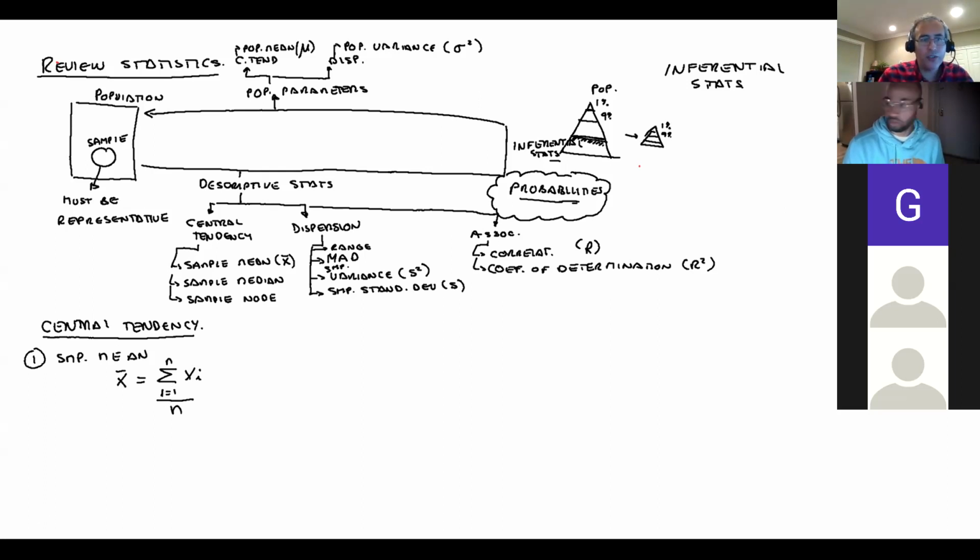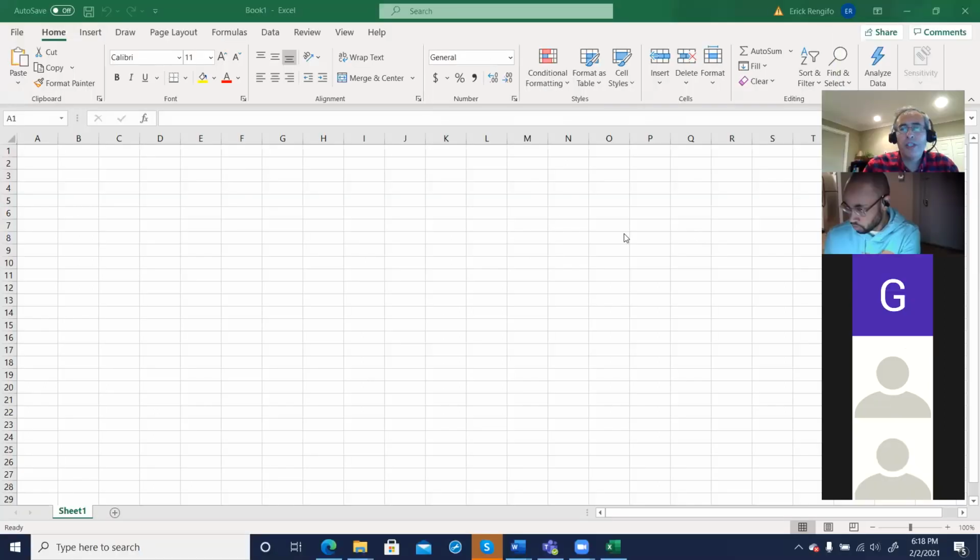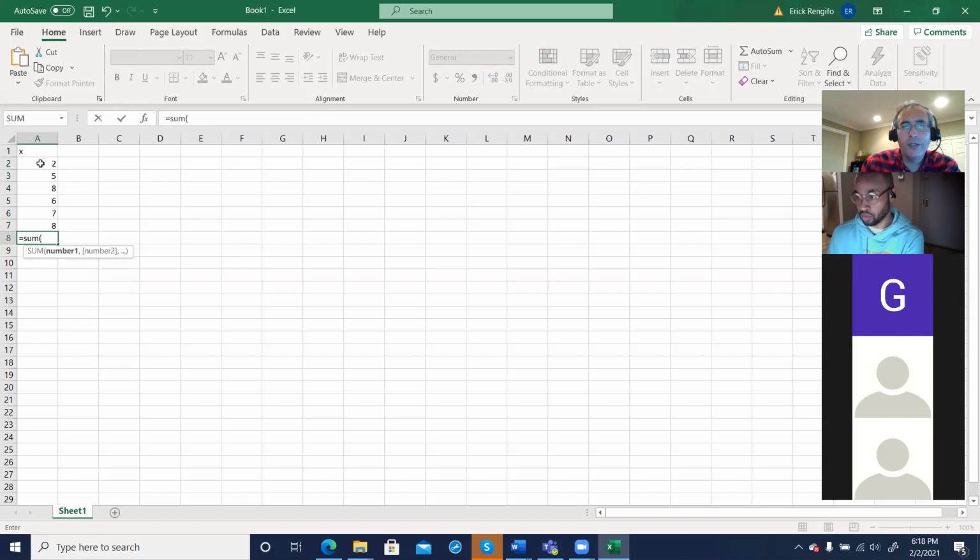So let me open Excel, I think it's going to be much easier. Do you see my Excel? Yeah. So this is X, okay? So let's do very simple numbers. 2, 5, 8, 6, 7, 8, okay? So I will do the formula, okay? Everyone is familiar with Excel, right?